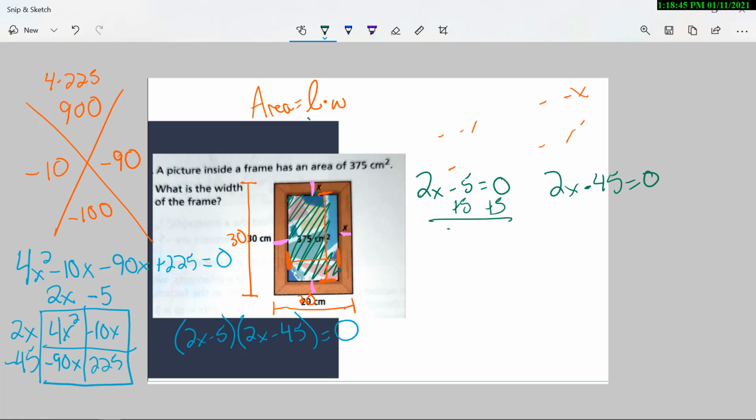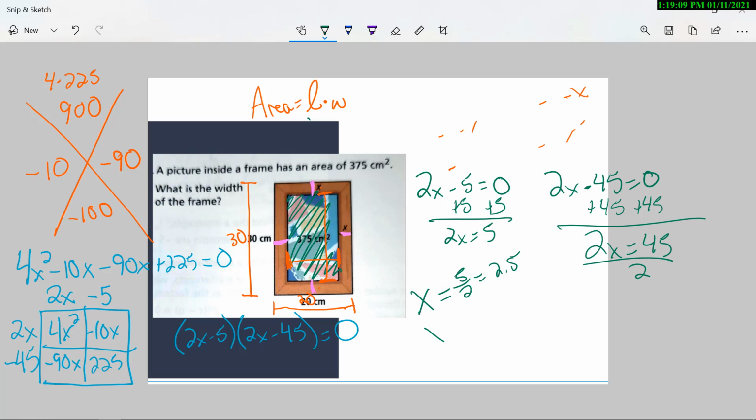So we add 5 and divide by 2, so we get x equals 5 over 2, not 2 over 5. 5 over 2, or 2.5. Second equation, we'll add 45. So 2x equals 45. Divide by 2, so x equals 45 over 2. Kind of silly, it doesn't simplify. Or, that's 22.5. Now, you could put it as 22 and 1/2. You can leave it as 45 over 2. Personally, in this problem, I like the decimal, but it doesn't really matter.